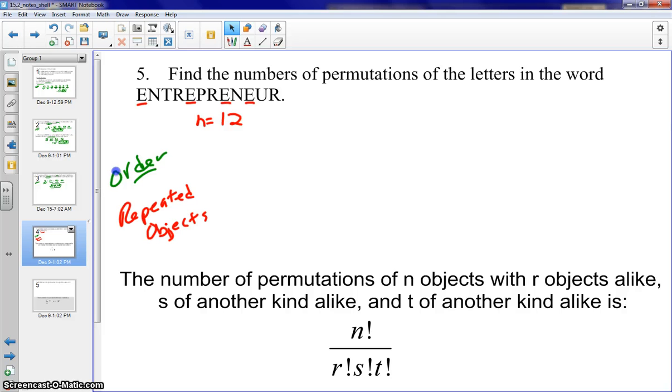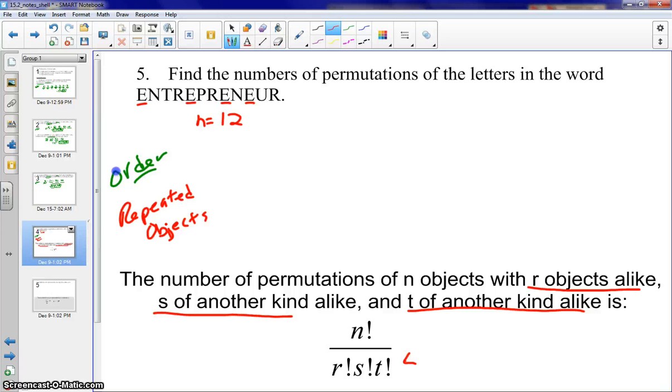So we actually have permutations for repeated objects. We have the number of permutations of n objects with r objects alike. So we have r like objects, s of another alike objects, and t of another is given by n factorial over r factorial times s factorial times t factorial. So these are your, in the denominator, these are your repeated objects, or again, in our example, repeated letters.